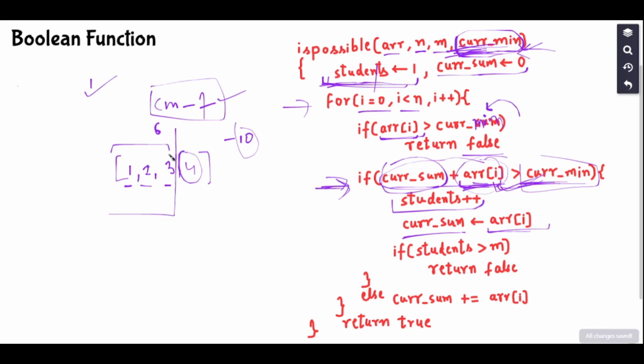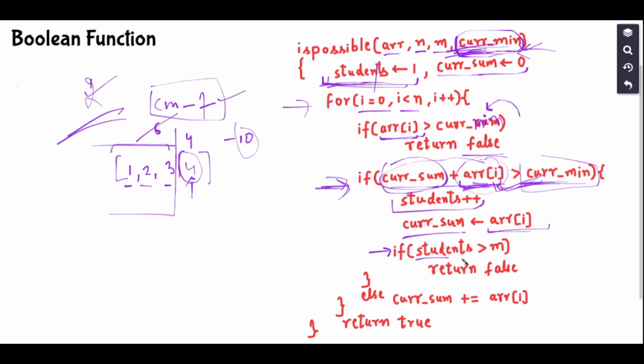So I will make a partition at this point. The current sum will be reinitialized to 4. So this will be erased and it will be reinitialized to 4, and we'll start traversing the rest of the array from this point onwards. That's what we are doing here, and the students will be incremented to 2. Fine. Now this is basically a simple check.